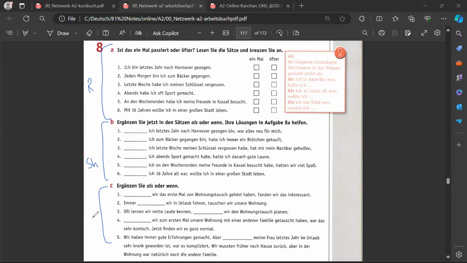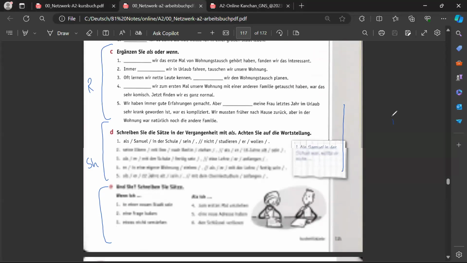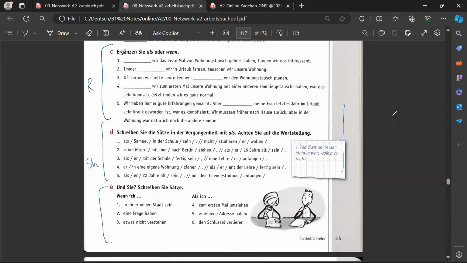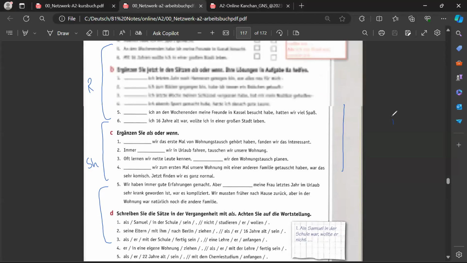May I know the page number, please? Arbeitsbuch. Can you please tell the page number? One one five.